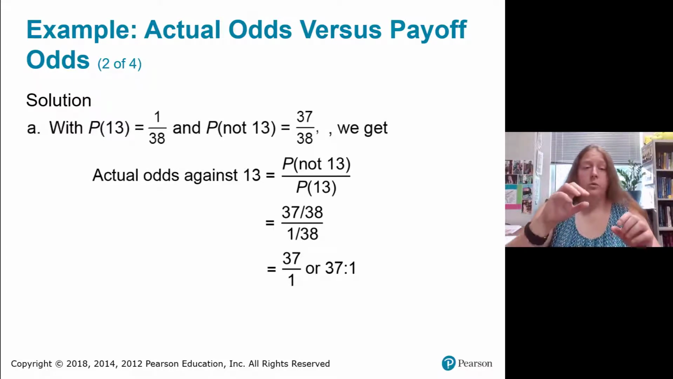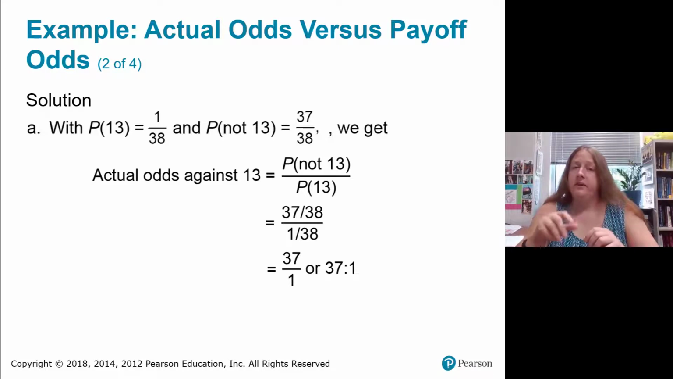We take the probability that it's not 13, 37 out of 38, and divide it by the probability that it is 13, 1 out of 38. When we do that, the denominators, the 38s, cancel, and we are left with 37 to 1. We read that as 37 to 1, so our actual odds against are 37 to 1.